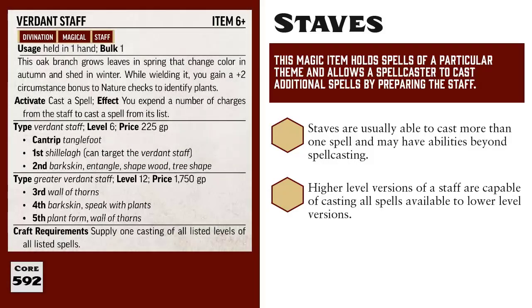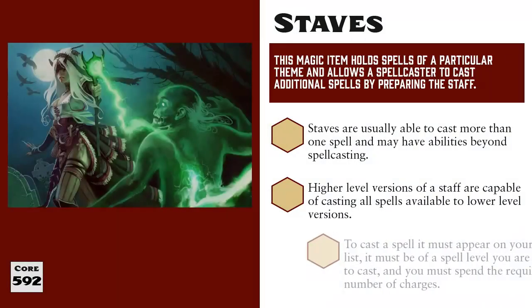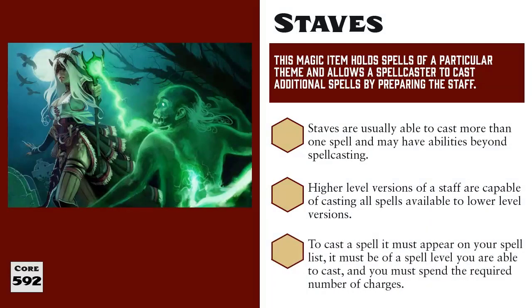These are the spells that a staff contains, but in order to cast them, you need to meet 3 criteria. First, the spell must appear on your spell list. Second, you must be able to cast spells of the appropriate level. So unlike with Scrolls and Wands, where spell levels are not restricted, with staves you must be able to cast the spells of that level. And the third requirement is you must expend a number of charges from the staff equal to the spell level of the spell being cast.